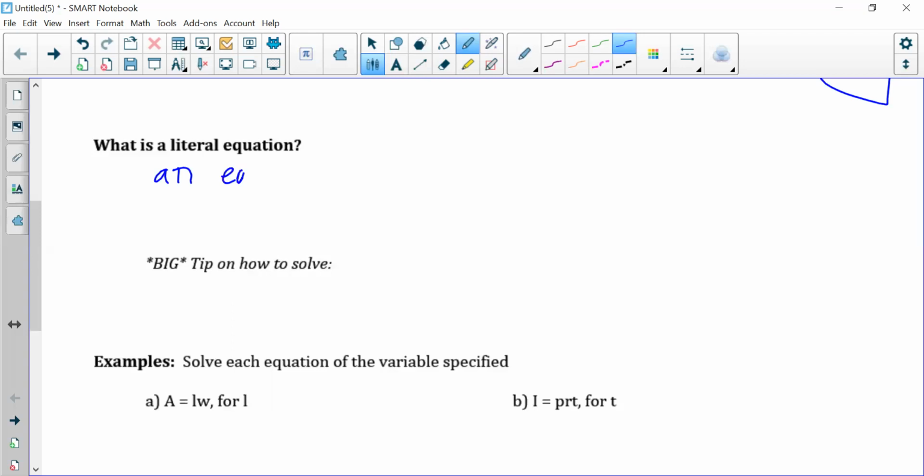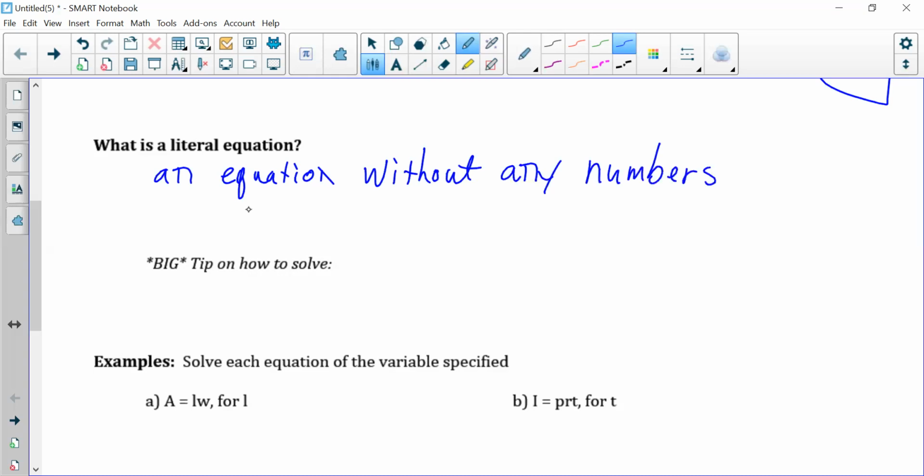An equation without any numbers. You'll also hear this called a formula. This is something that we plug numbers into later, but we can manipulate it for our own devices so that it's solved for whatever variable we need it to be solved.